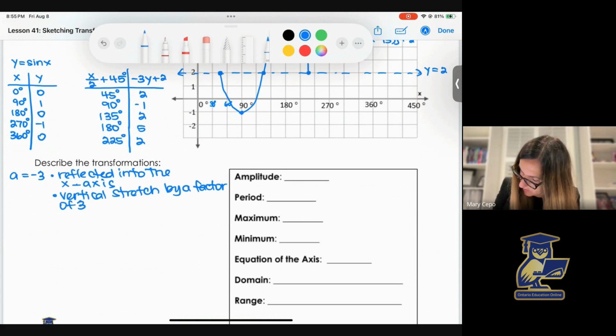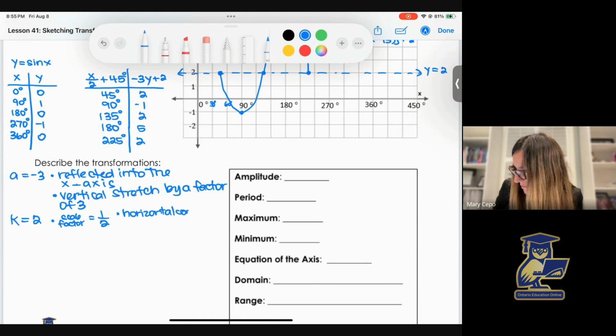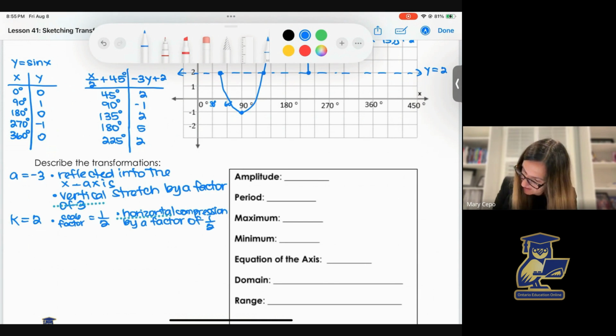Okay, K value is 2. Remember, K is 2, but the scale factor is always 1 over K. The scale factor equals 1 over 2. That means we'd have a horizontal compression by a factor of 1/2. D is 45 degrees.